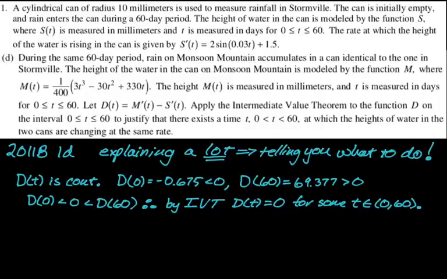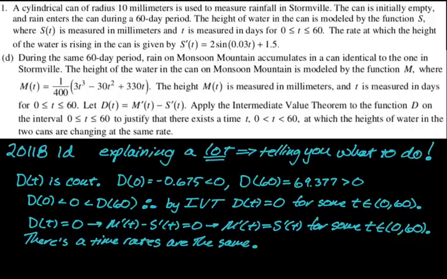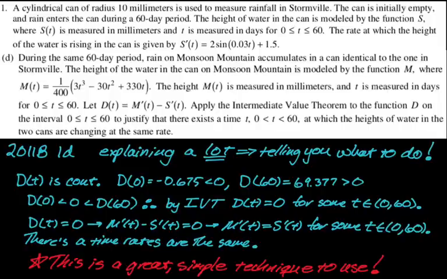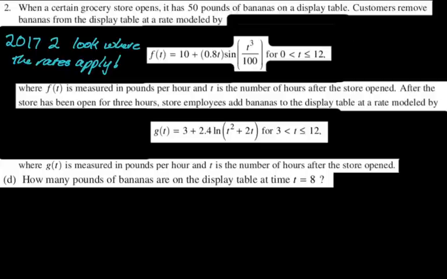Now, why does that mean that m prime equals s prime? Well, it's because m prime minus s prime is d of t. So m prime minus s prime is 0, which means m prime equals s prime, which means there is a time the rates are the same. I think this is a really good, simple way of showing that things are equal, and they've told us how to do it, so we should remember that and use it in the future. All right, let's look at the next one.